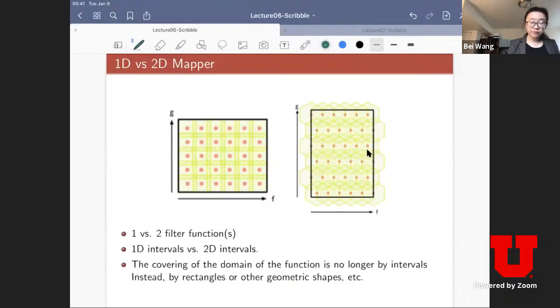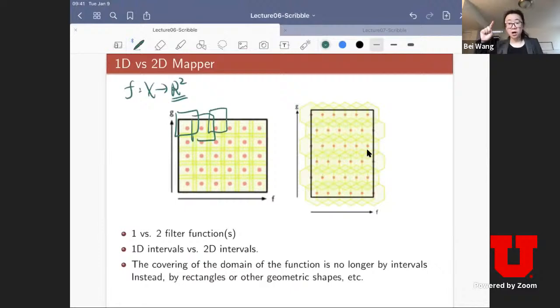Now, let's say I'm going from a one dimensional function to a multivariate or bivariate function in this case. Remember, in the previous scenario, my initial way to derive my cover element is I have intervals on the real line. Now the range of my function is a plane. So what is my cover element? It can be rectangles, right? So I have overlapping rectangles as my cover of the range of my function.